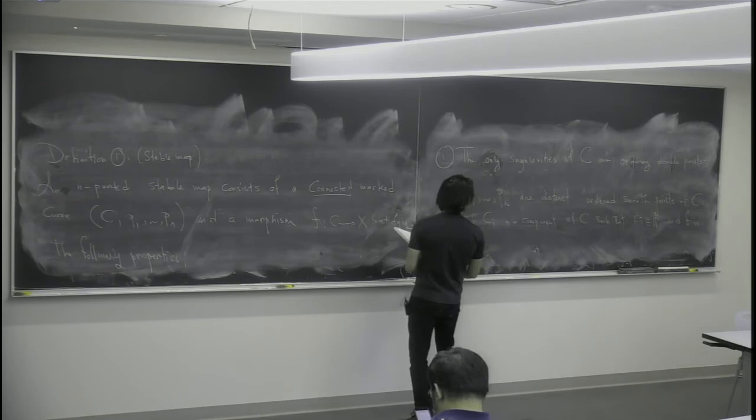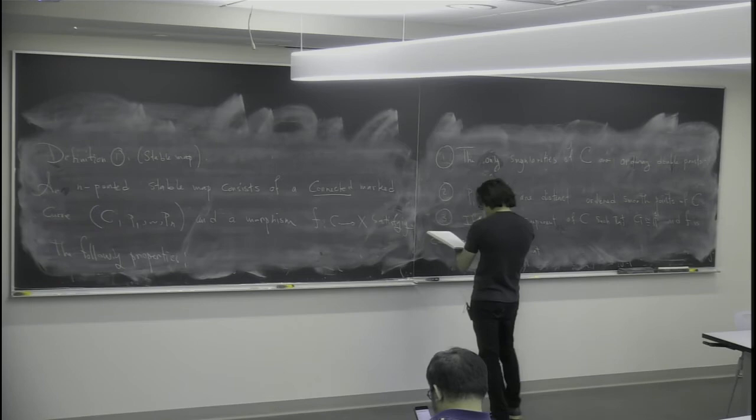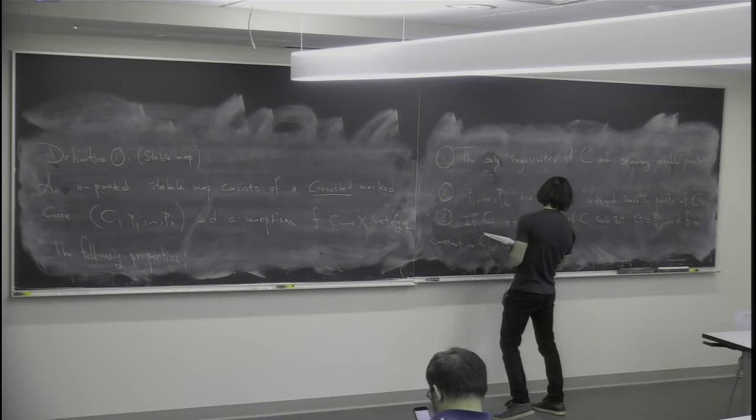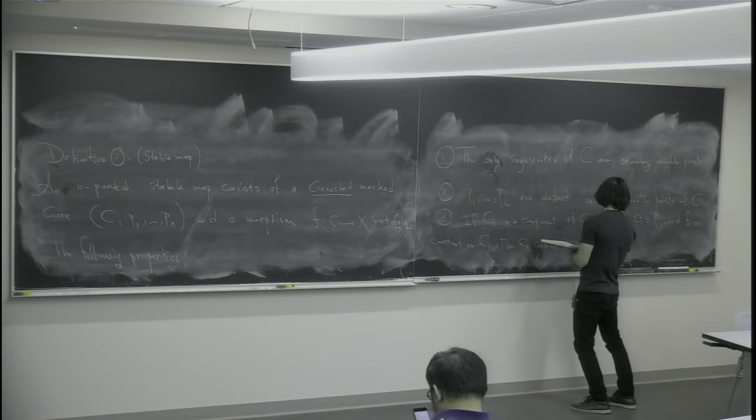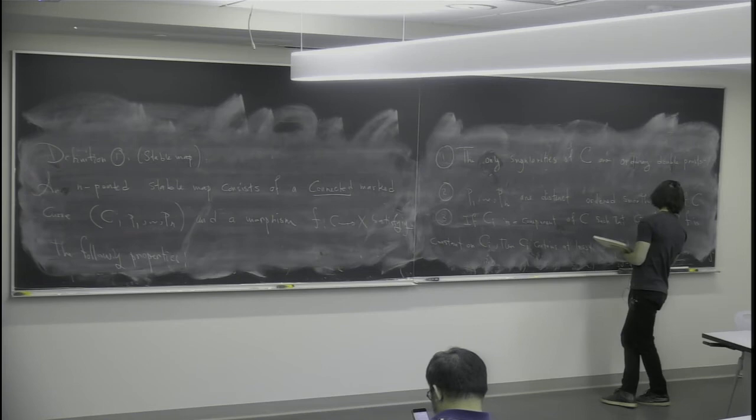Okay, so now this kind of reminds us of the stability condition of components of this nodal curve having three special points, except here you can see that it also depends on the map. So if you have a component which is a rational curve and the map sends it to a constant, contracts it, that component needs to have three special points.